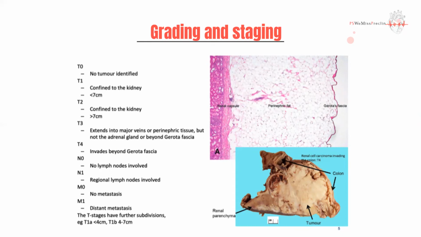T1 is when it's confined to the kidney and less than 7 centimeters in diameter. T2 is, again, confined to the kidney, doesn't extend into any of the surrounding structures, and it's greater than 7 centimeters. T3 is when it extends into the major veins or perinephric tissue, but not the adrenal gland or beyond the Gerota fascia. Now, the Gerota fascia is a really important layer.